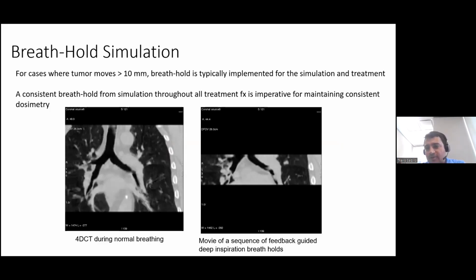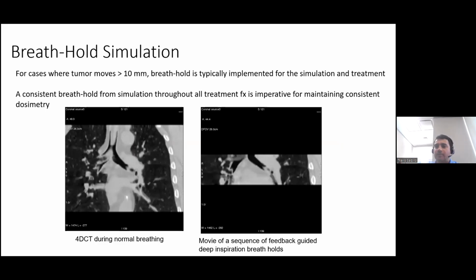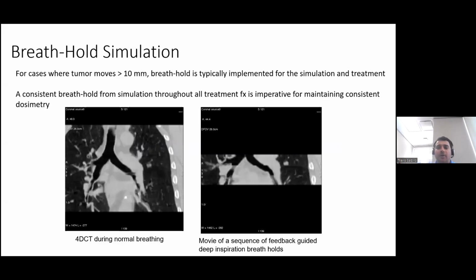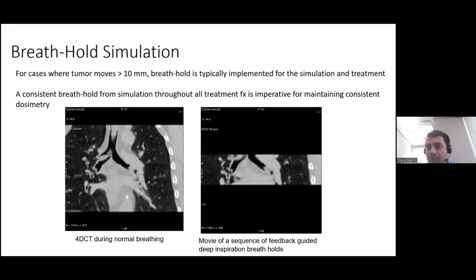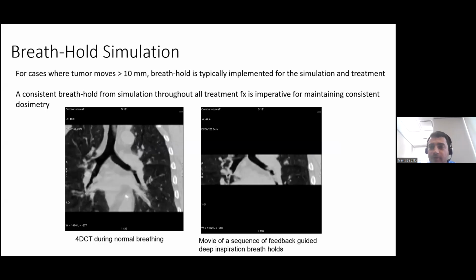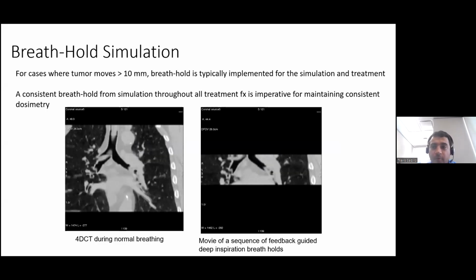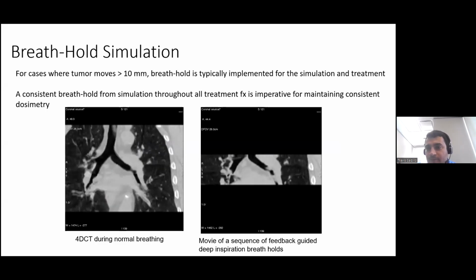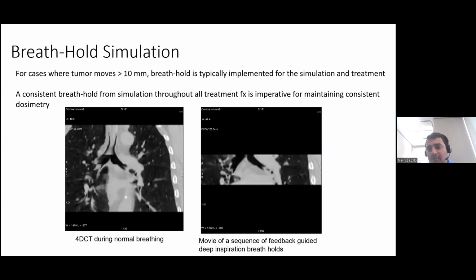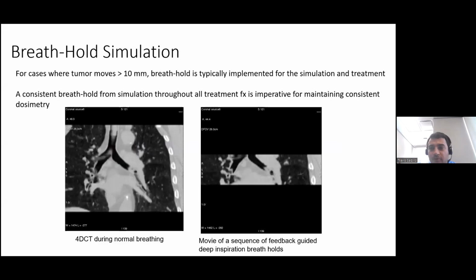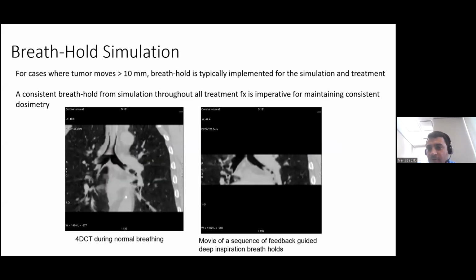So say we are at simulation and you notice that there's over 10 millimeters of motion, at least at our clinic, or you're very close to the diaphragm or a sensitive organ that you're trying to avoid. In those cases, we'll actually implement what's called breath hold. So breath hold is where we will ask the patient to take a comfortably deep breath in or out. You can do both kinds, and we'll talk about that in a bit as well. But you're trying to freeze the motion during one of those particular respiratory phases.